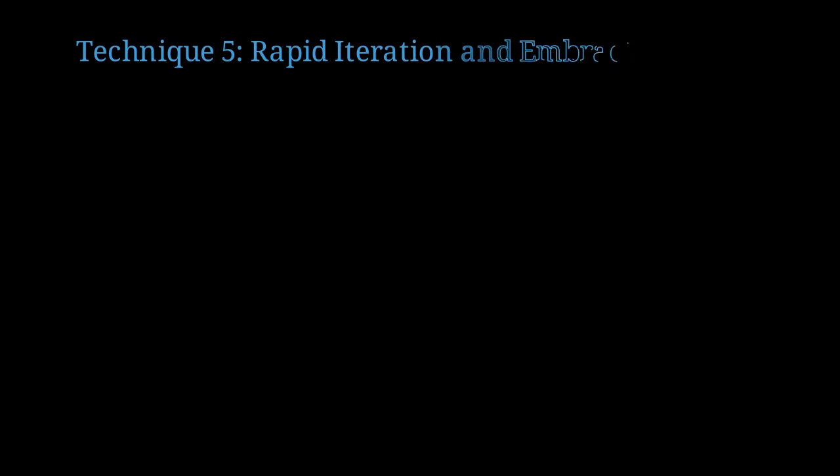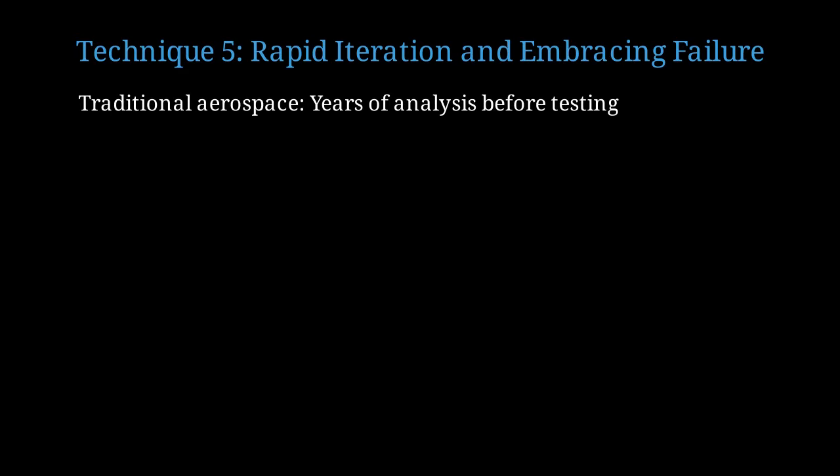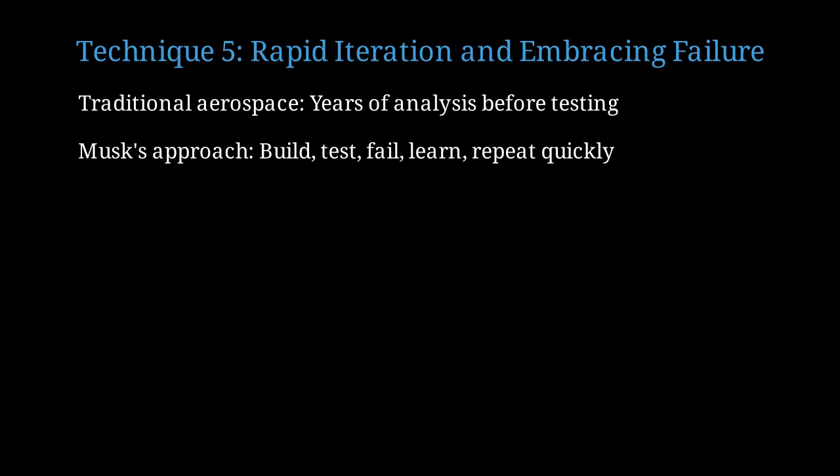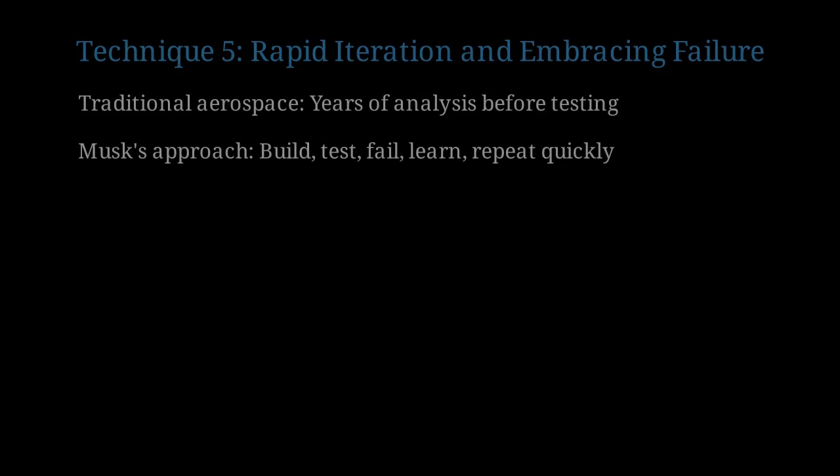The fifth technique is rapid iteration and embracing failure. Musk has a very different relationship with failure than most people. In traditional aerospace, companies spend years analyzing and simulating before they build a single prototype. They try to avoid failure at all costs. Musk's approach is completely different. Build something, test it, let it fail, learn from the failure, and iterate quickly.